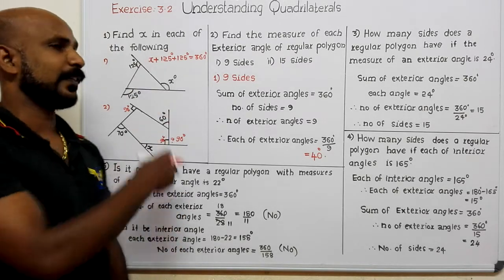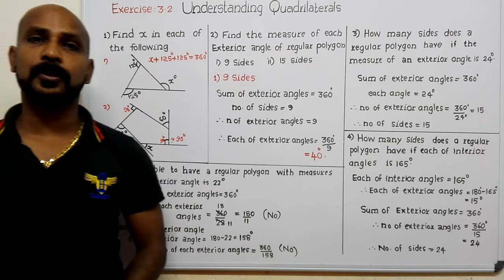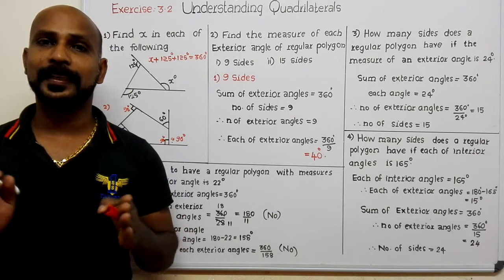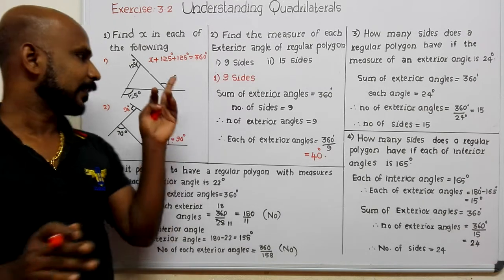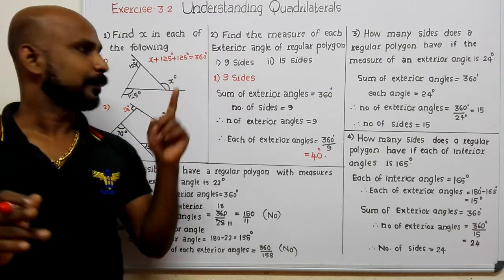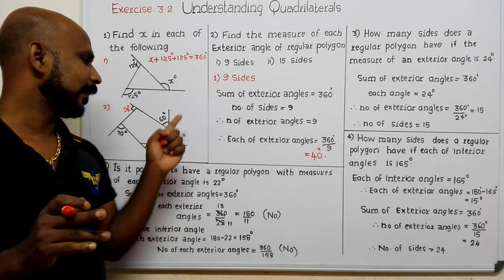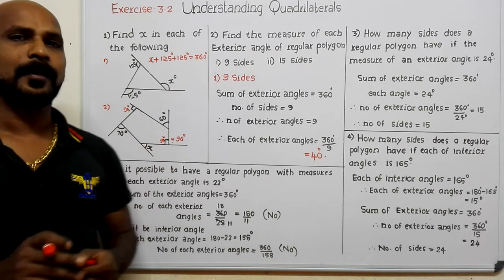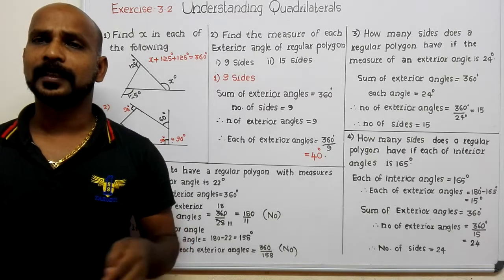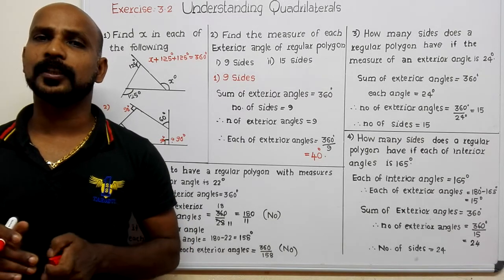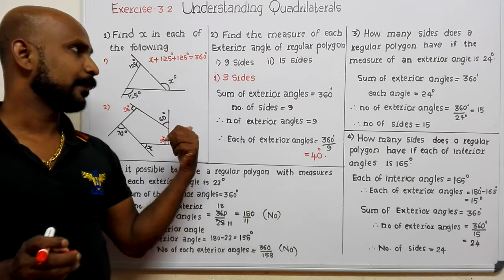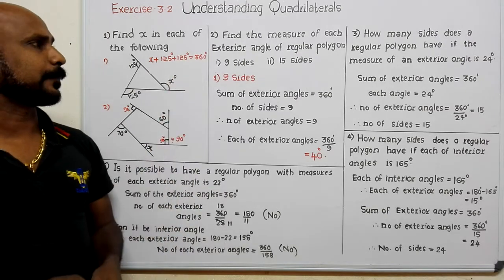So these two questions are very easy. They are related to the sum of the exterior angles of a polygon, which is 360 degrees. This is a triangle polygon. This is a 1, 2, 3, 4, 5 sided pentagon. For every polygon, the sum of the exterior angles will always be equal to 360 degrees. That concept we used here. Now we are moving to the second question.